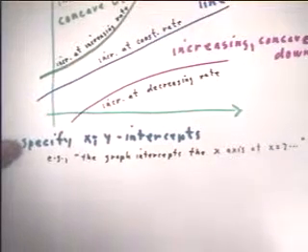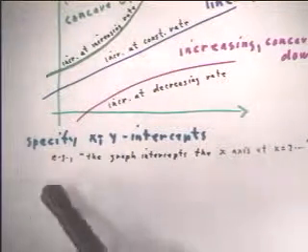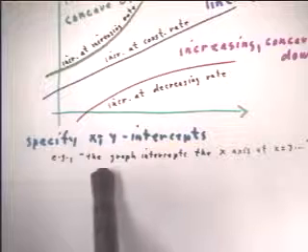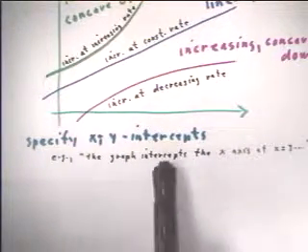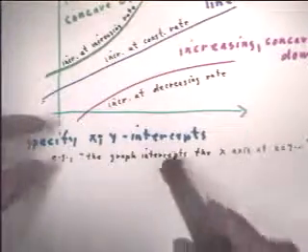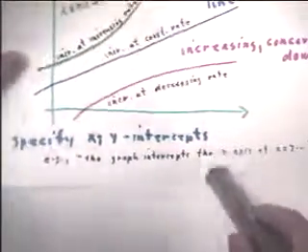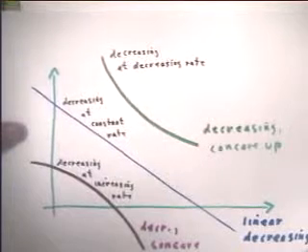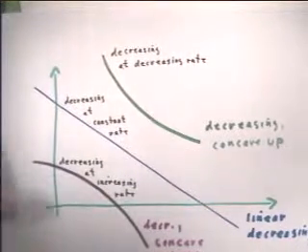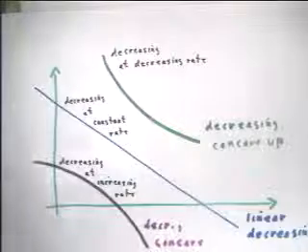We want to specify the x and y intercepts of a graph. For example, we would say that the graph intercepts the x-axis at x equals 7. That would be a statement of intercept. We want to use that kind of language in describing graphs. Now we've seen examples of functions that are increasing at an increasing rate, increasing at a decreasing rate, and increasing at a constant rate. Here are a few more.